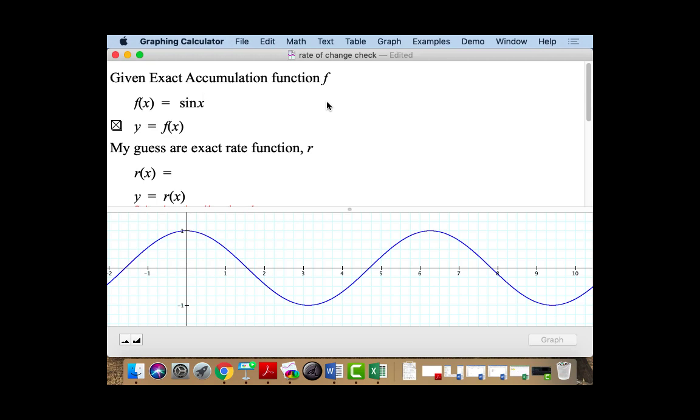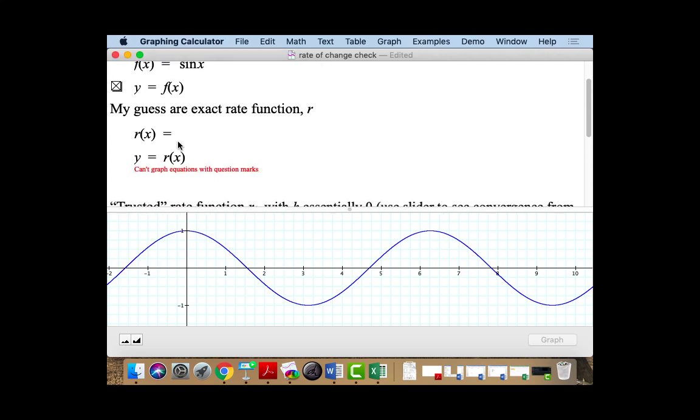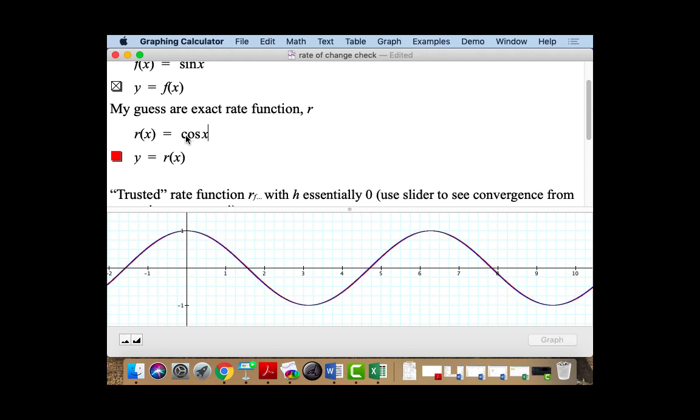So the question is this: what function does this look like? That looks like cosine. Now, cosine has a period of 2 pi, has maximum and minimum of 1 and -1. This seems to be the same function. Let's compare it. Let me put in, actually, I think r of x. I think this rate of change function is cosine of x.